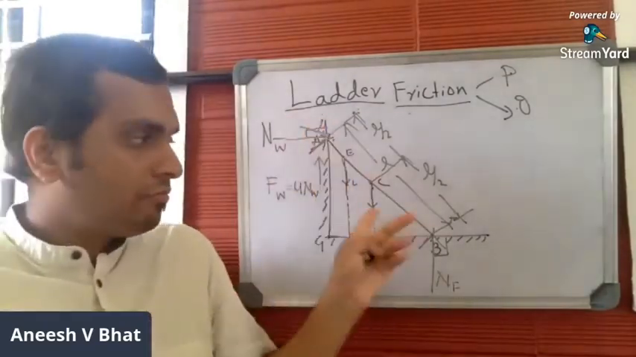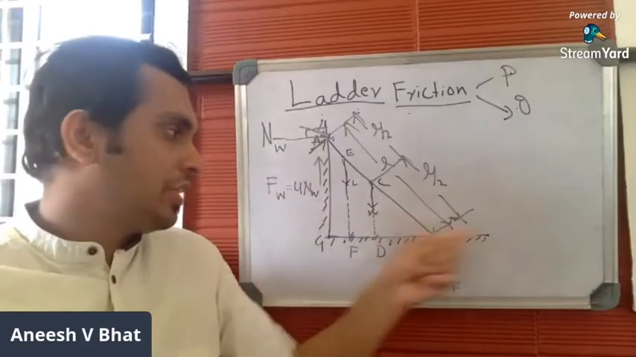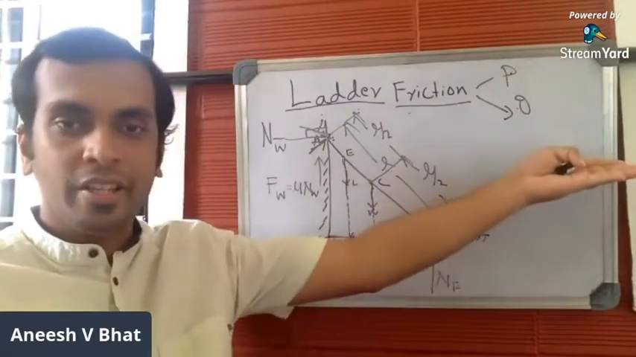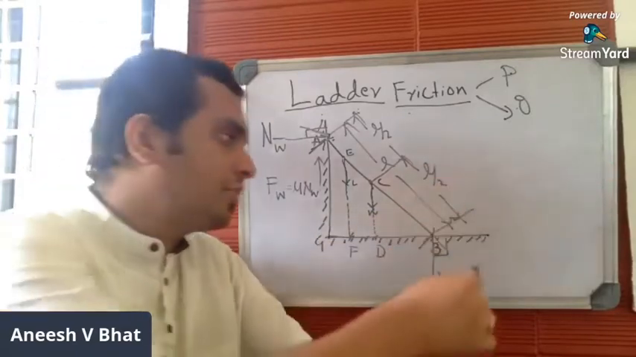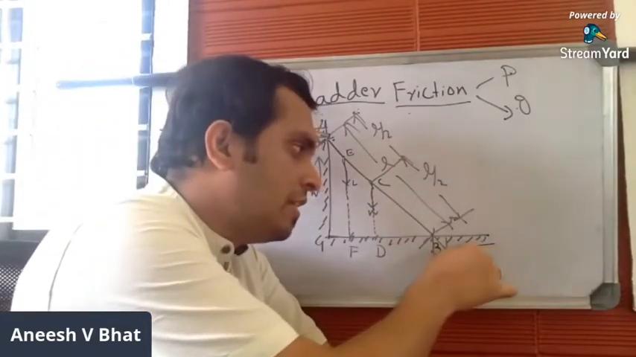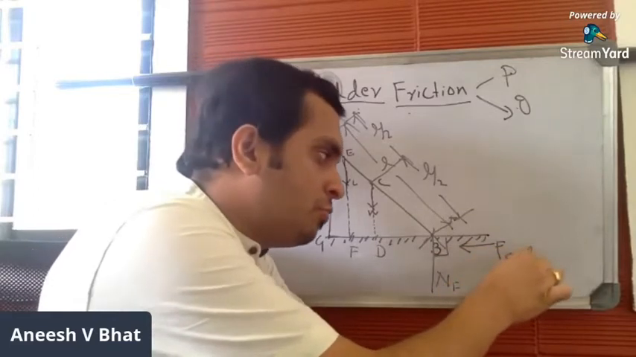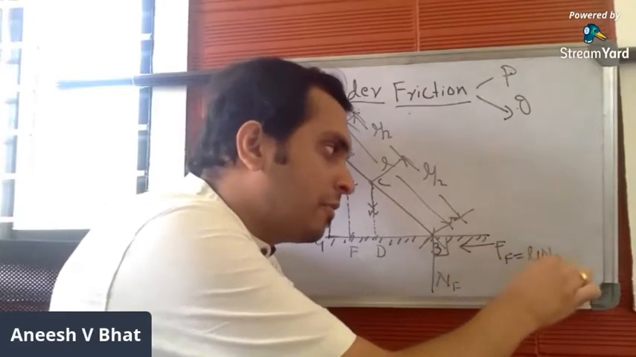Similarly, as far as this particular surface, the floor, is concerned, the trend of motion of the ladder is horizontally to the right. If the ladder moves horizontally to the right, then frictional resistance will be acting horizontally to the left. This is frictional resistance offered by the floor, which is equal to mu into NF.